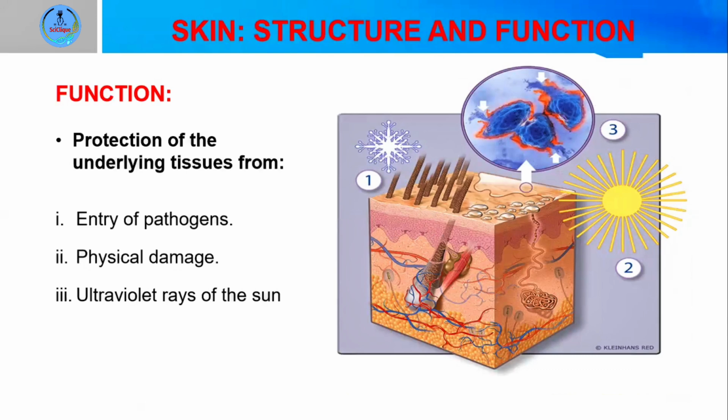So the skin protects the underlying tissues from the following. Number one, entry of pathogens. Pathogens are any microorganisms that cause diseases. I'm talking about bacteria, viruses, and such. Now, our skin acts as a barrier against the pathogens that are present within the environment, okay? Number two, it also protects the underlying tissues from physical damage, mechanical damage. And last but not least, protection from the UV rays of the sun. Now, I'm just going to mention this at this point because when I discuss the structure of the skin, I'm going to come back to this and explain in detail how our skin manages to do so.